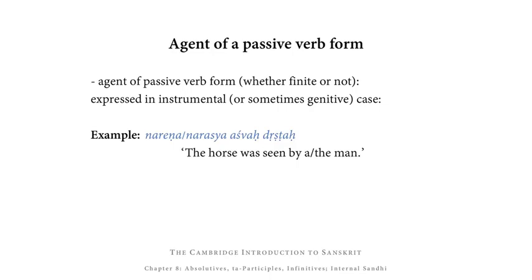And here we have it in a sentence that does not have a finite verb, so this participle into English needs to be translated as a finite verb, not having been seen, but it was seen. What was seen? Ashvach drishtach, the horse was seen. By whom? Narena or narasya, the word nara, man, either in the instrumental or the genitive case. In both of these, we need to translate into English by the man or by a man. And so the whole sentence is narena or narasya ashvach drishtach, by the man or by a man, the horse was seen.